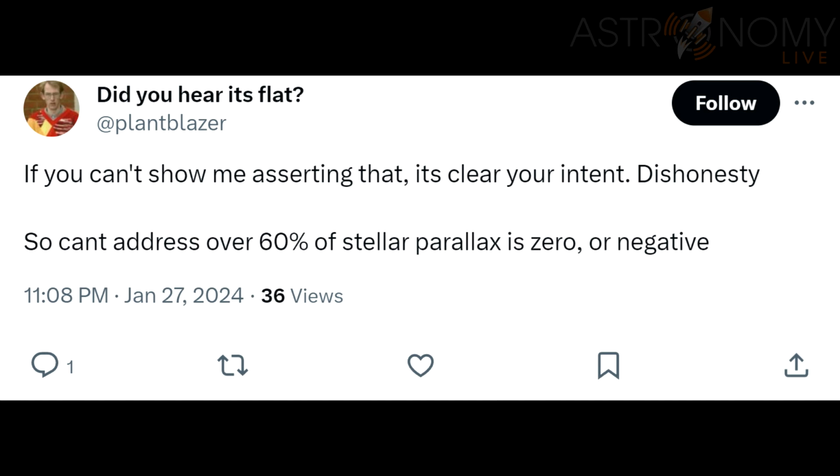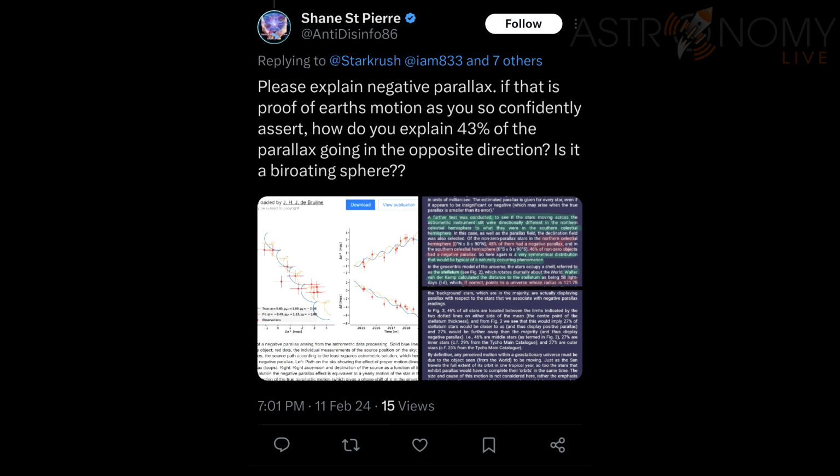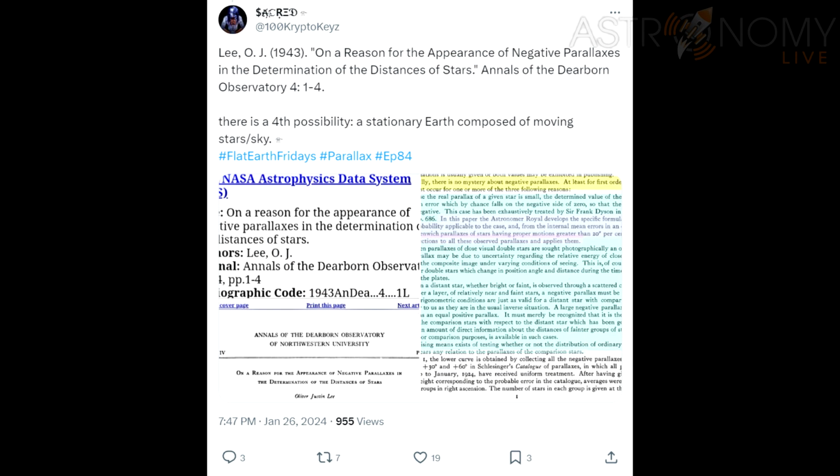Now, lately, flat earthers have been claiming that about half of all stars surveyed for parallax actually come back with a negative angle. The exact percentage varies depending on who you ask, but in general, roughly half, they say, actually have a negative parallax angle. So how can that possibly be? Let's take a closer look at where they're even getting that figure from, and what the potential explanations are, and what their particular claim is regarding negative parallax.